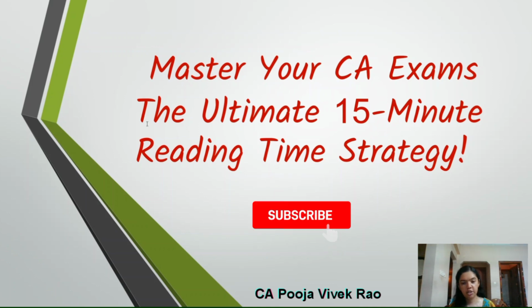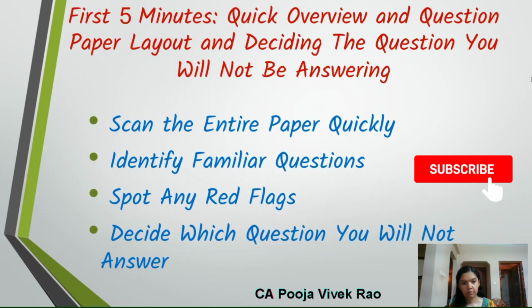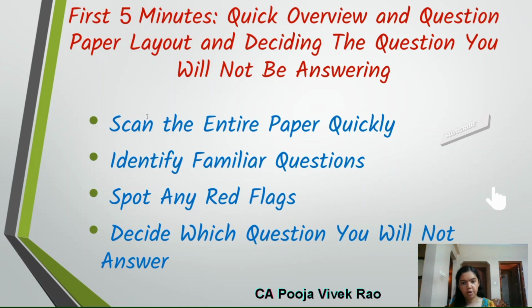Alright, let's dive into the strategy. The strategy is broken down into three key phases: the first 5 minutes, the next 5 minutes, and the final 5 minutes. The first 5 minutes are all about getting a bird's eye view of the question paper and deciding the question that you will not be answering. Here's what you need to do: scan the entire paper quickly, flip through the pages to understand the structure and number of questions. Look out for any compulsory sections or instructions that you absolutely cannot miss.